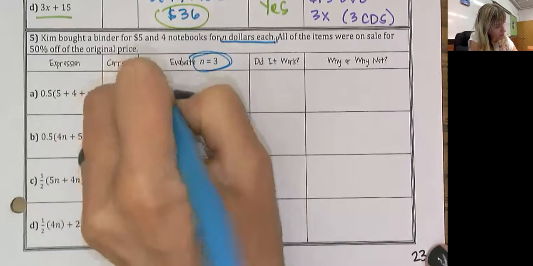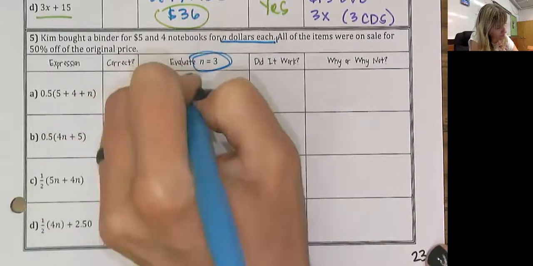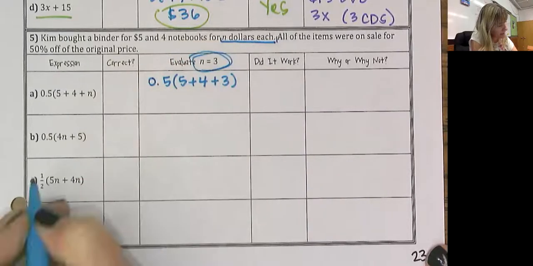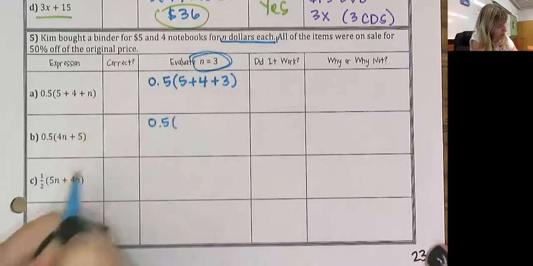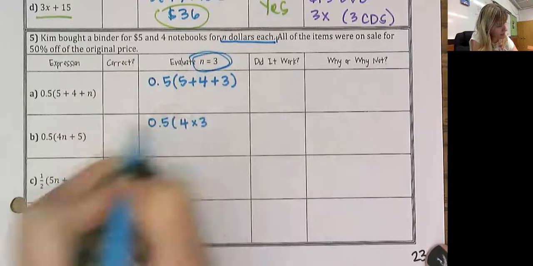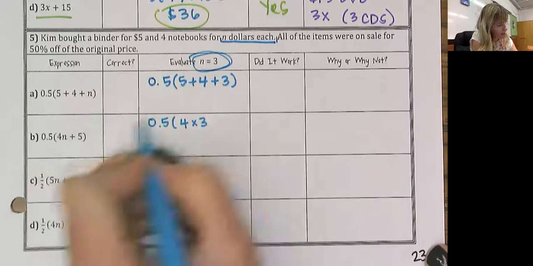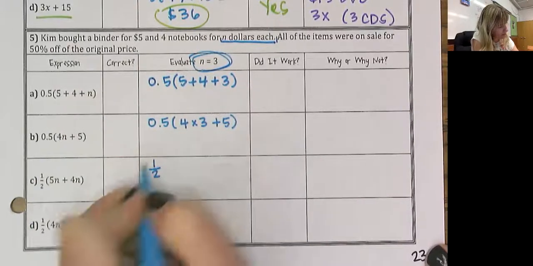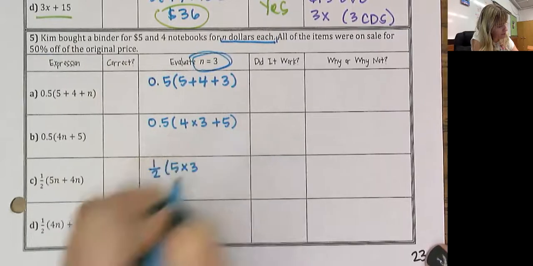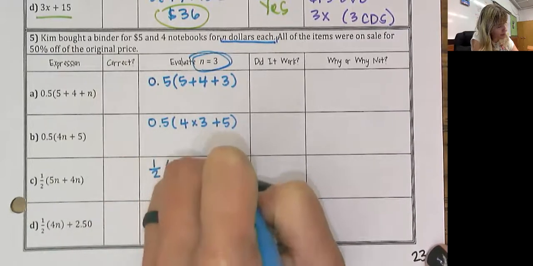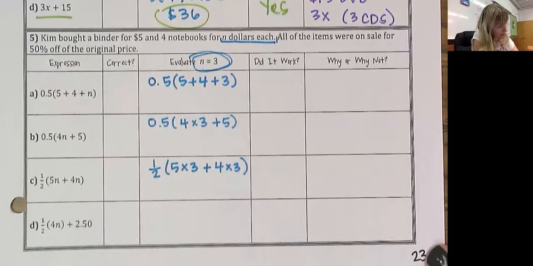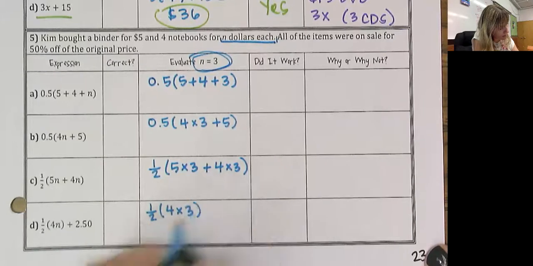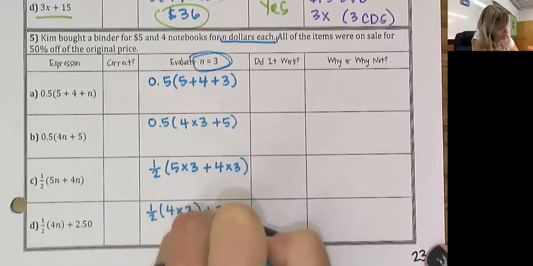So this one's going to be 0.5 times 5 plus 4 plus 3. I'll work that out in a second. 0.5 times 4 times 3. That's the 4n right there. It means 4 times 3 plus 5. This one is 1/2 of 5 times 3 and 4 times 3. Okay. This one is 1/2 of just 4 times 3 plus 2.50.